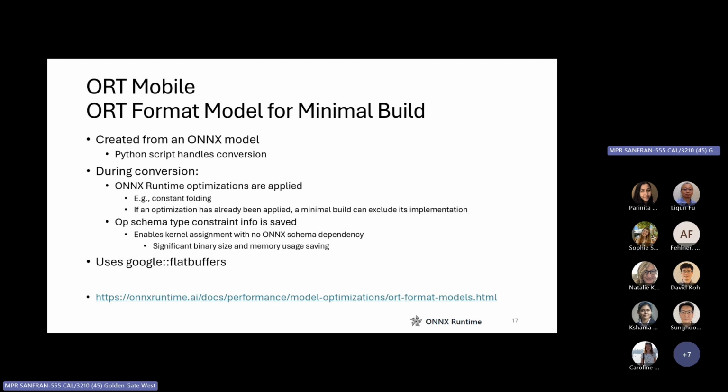And also in the ORT format model, we save op schema type constraint info. This enables kernel assignment to happen in a minimal build without a dependency on the ONNX schema, which also has significant size savings. The ORT format model uses flat buffers, so it is specified with a flat buffer schema. And there's more information about it at this link.